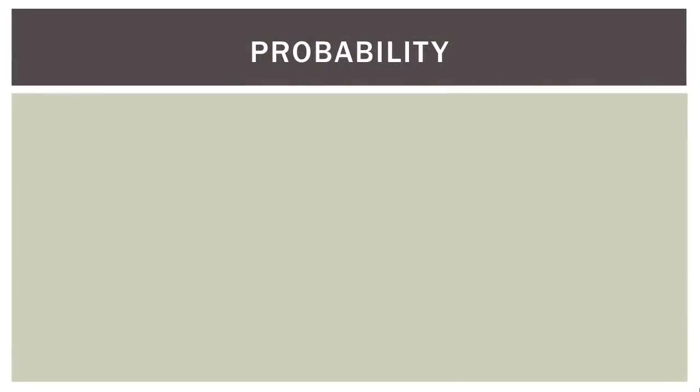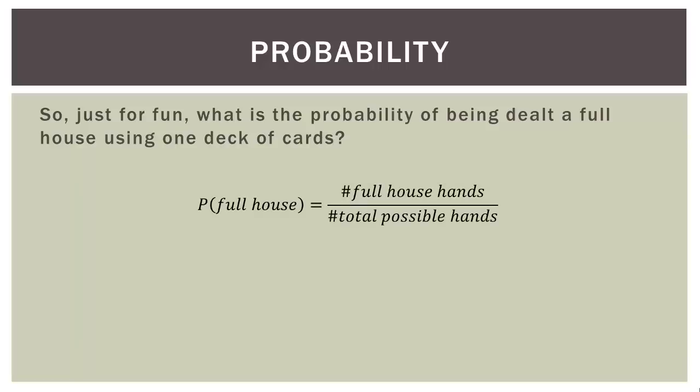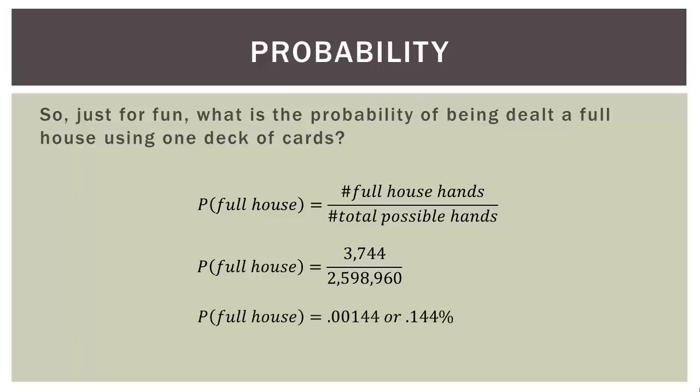Now, just a little side note here, a little extension. Just for fun, what is the probability of being dealt a full house using this one deck of cards? The probability of a full house is the number of full house hands divided by the total possible hands, because remember, the full house hands are a subset of all possible hands. So the probability of a full house is 3,744 divided by our 2,598,960, full house hands divided by total possible hands. And that is 0.00144, or you can think of it as 0.144%.